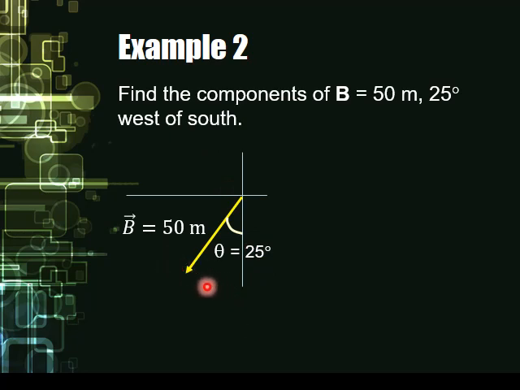Ito yung papuntang west. So, therefore, yung 25 degrees ay measured from south going to west. Kaya ito yung 25 degrees natin. Now, ang tanong, ito na ba yung angle na gagamitin natin? Hindi pa. Kasi remember, ang angle theta ay yung angle na sinimulan i-measure from the positive x-axis going in a counterclockwise direction. So, ibig sabihin, ito yung angle na theta dapat.